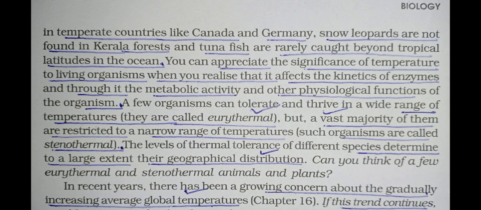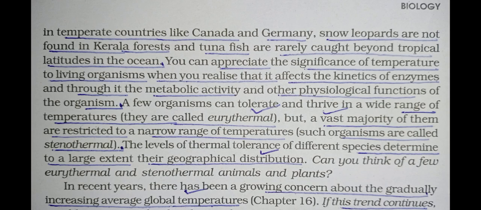You can appreciate the significance of temperature to living organisms when you realize that it affects the kinetics of enzymes. Underline: temperature affects the kinetics of enzymes, and through it, the first is metabolic activities and the second is physiological functions of organisms, which are also affected. So because of the kinetics of enzymes, two things are affected. The first is metabolic activities and the second is physiological functions of the organisms.